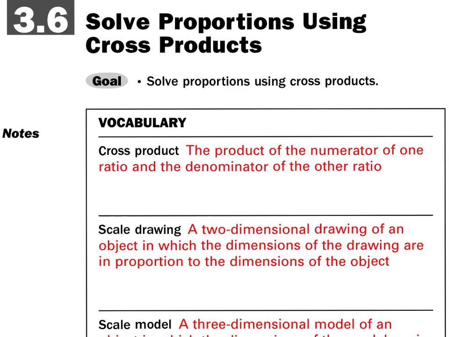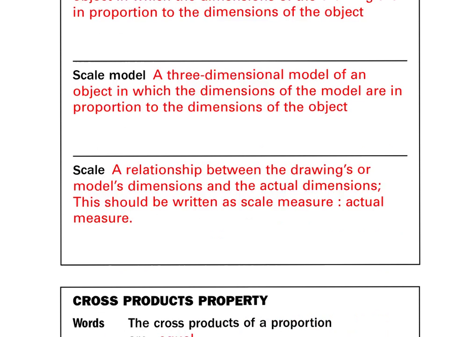A scale drawing is a two-dimensional drawing of an object in which the dimensions of the drawing are in proportion to the dimensions of the object. So this is just a drawing, it's two-dimensional. If it's a scale model, though, which brings us to our next section, a scale model is a three-dimensional model of an object in which the dimensions of the model are in proportion to the dimensions of the object. So you're actually building something that's three-dimensional.